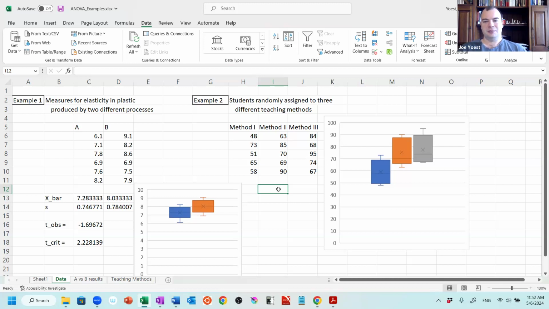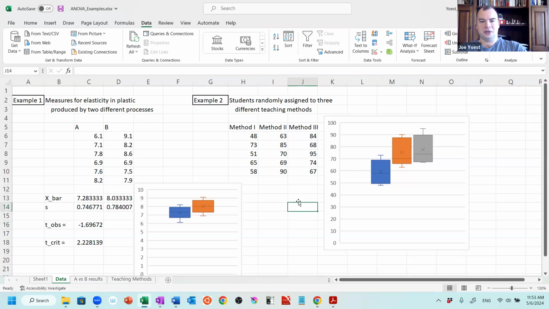I would probably strongly suspect, looking at this, that mean 1 is lower than mean 2, and mean 2 is maybe about the same as mean 3. But ANOVA didn't tell me that. ANOVA told me that I have statistically significant evidence that at least one of the means is different from at least one of the other means. And that's all that it tells me. Everything else from there is kind of a qualitative judgment, based on looking at this.